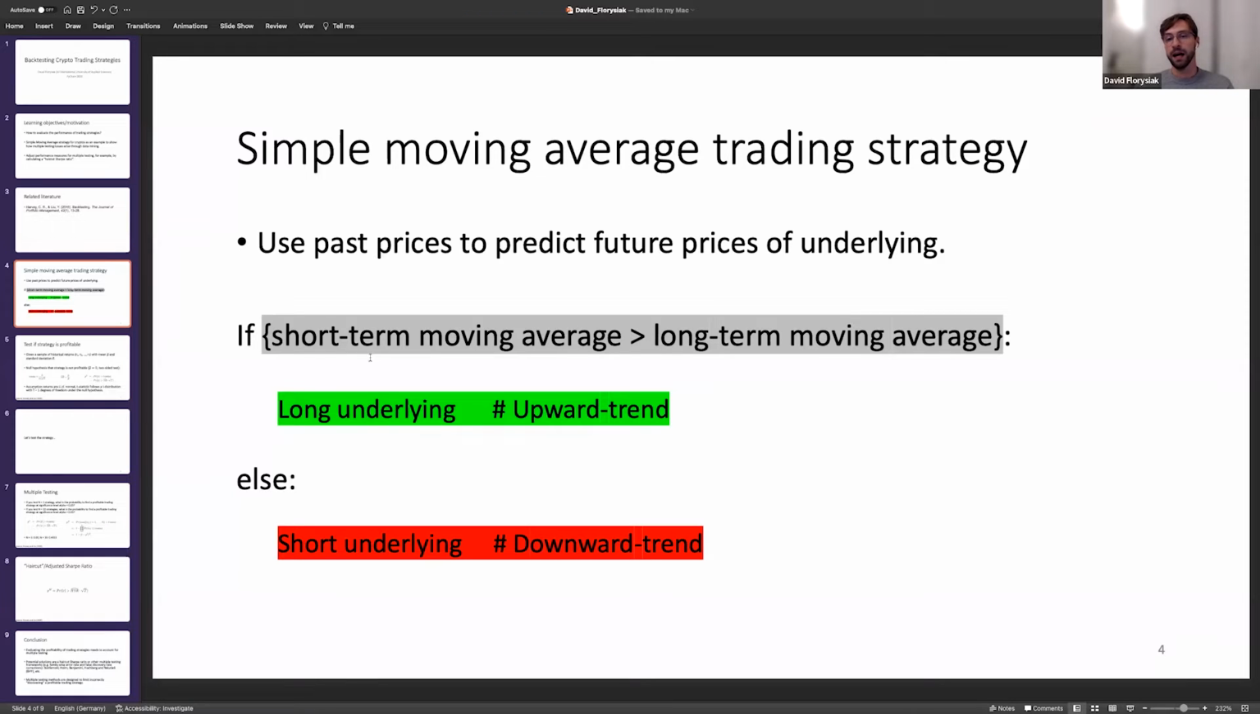How do you basically implement the strategy? You have to calculate a short-term moving average of the underlying price, and you have to calculate a long-term moving average of the underlying price. If the short-term moving average is larger than the long-term moving average, this is a signal, according to the strategy, that there is an upward trend in the underlying. So you're going to long the underlying. Else, if that is not the case, this is a signal for a downward trend, so you're going to short the underlying. That's the trading strategy.